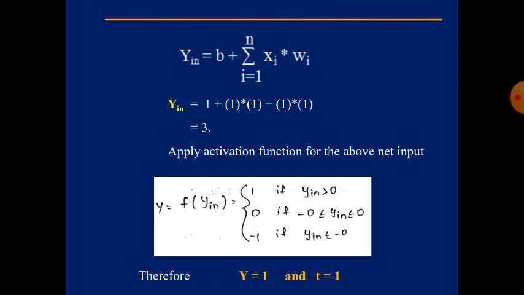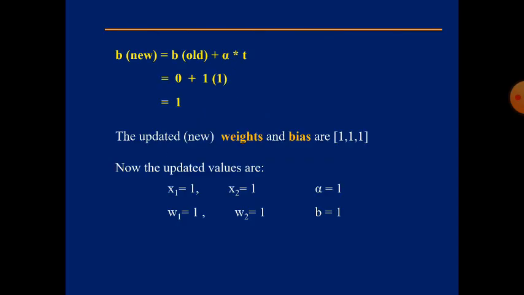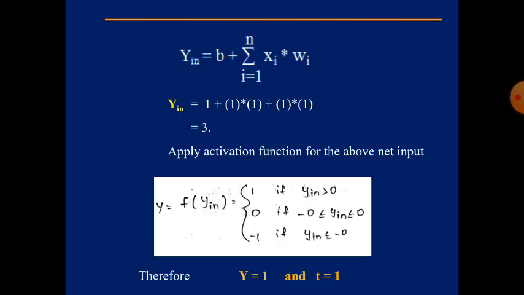Observed output is 1. Expected output is 1. So we will stop here. So here, what are the weights we have? Weights W1 equal to 1, W2 equal to 1, bias B equal to 1.